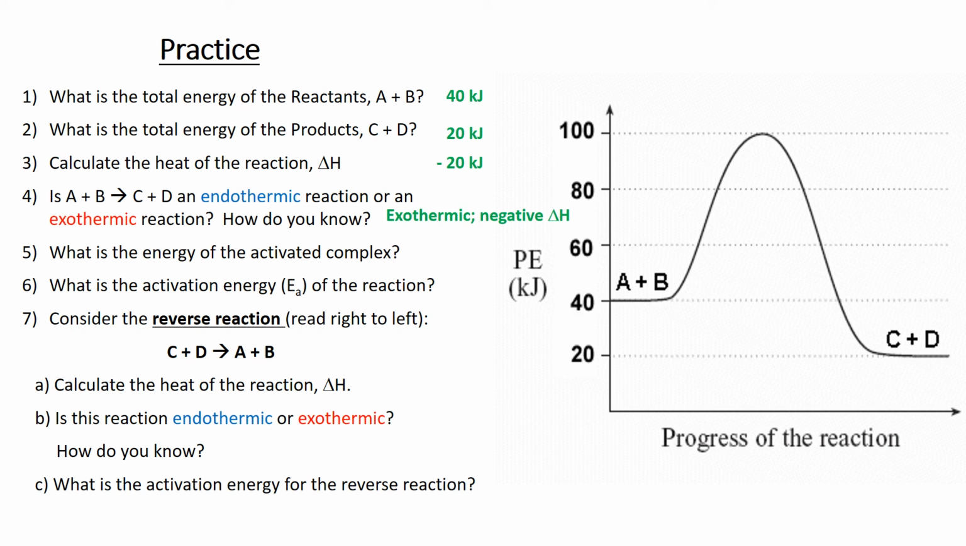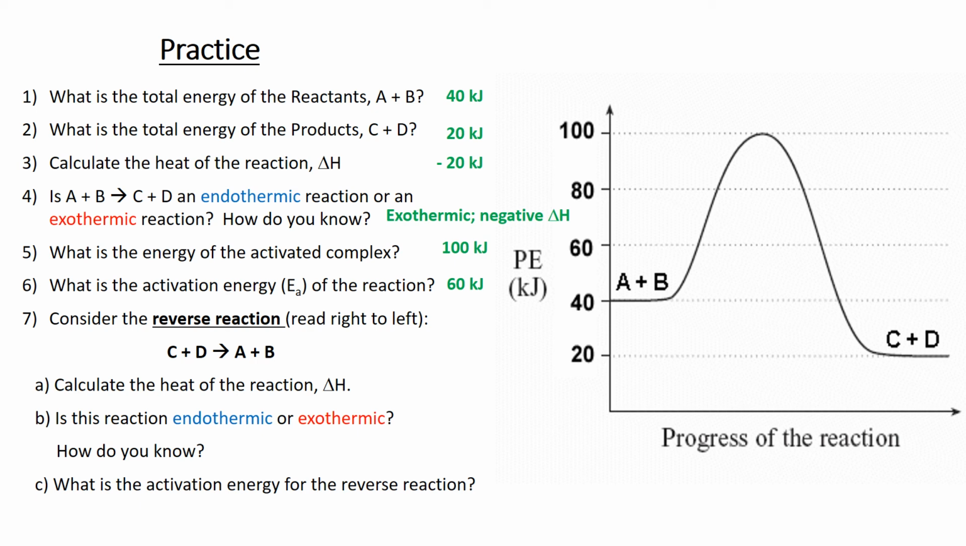What is the energy of the activated complex? The activated complex is up here at the top of the hill. So it's the total amount of energy from there down to the bottom, and that would be 100 kilojoules. What is the activation energy of the reaction? That is the amount of energy you need to get from the reactants to the top of the hill. The reactants are at 40, and the top of the hill is at 100. The difference in those two is 60 kilojoules.